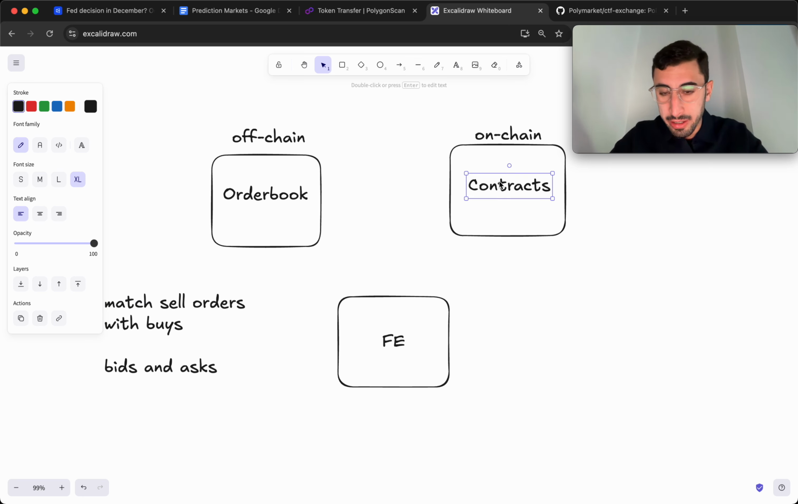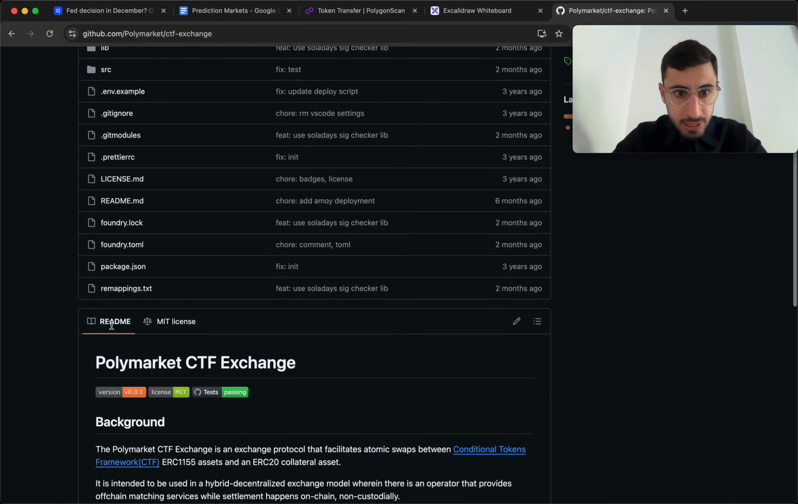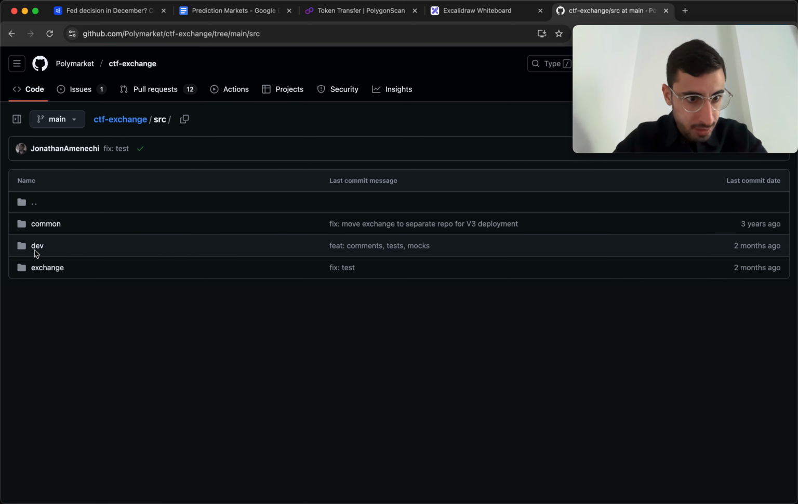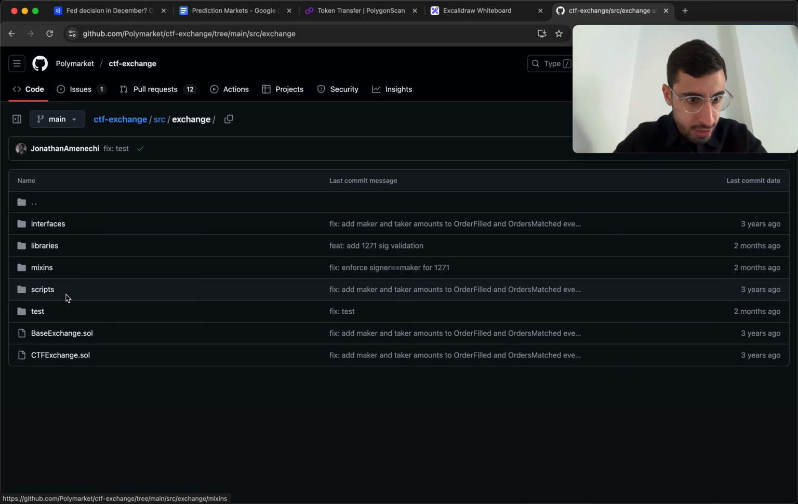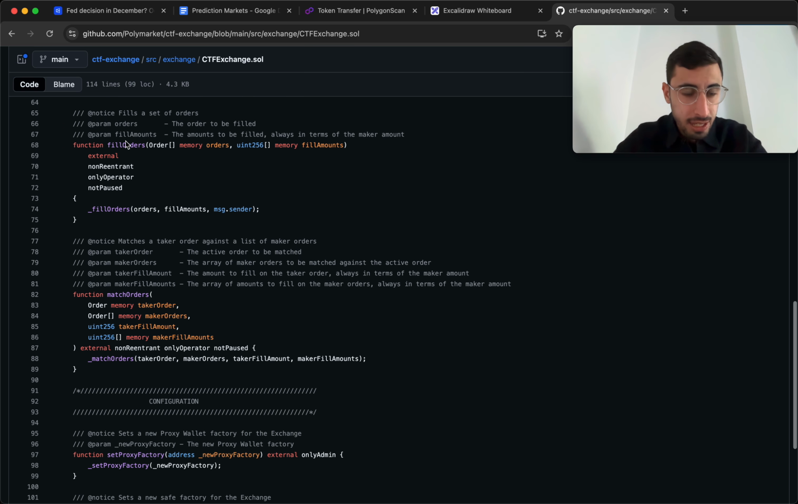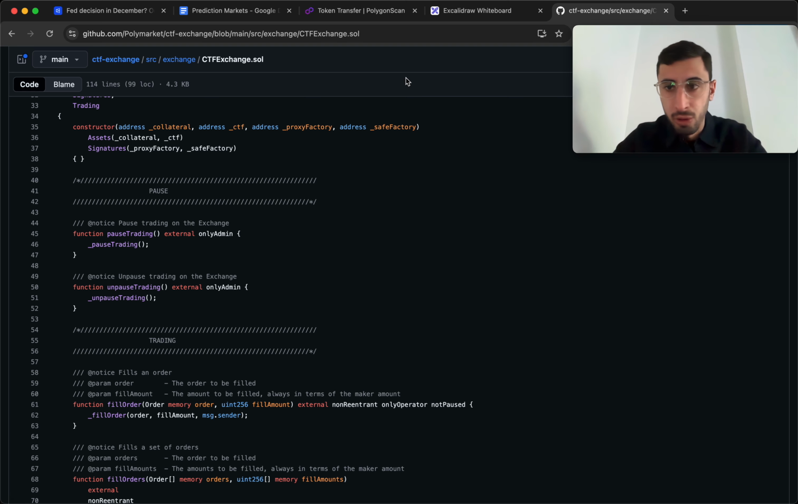So on chain, you have a bunch of contracts, and the contracts obviously are open source, are deployed on Polygon. So here in the CTF exchange repo, you can see all the repos. If you go into source, dev, actually exchange, CTF exchange, this is where it gets interesting. This is a bunch of things that get called by the order book to actually settle the trades.